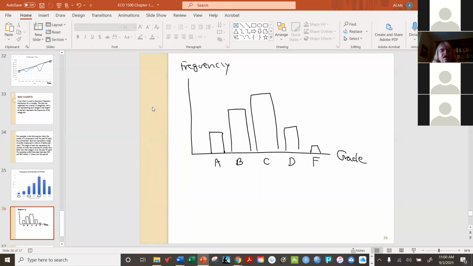So this is a bar chart. Often in economics, this is referred to with the name histogram. It's a special type of bar chart. It's frequently used in economics to look at data and understand the relationship between these categories and their frequencies.